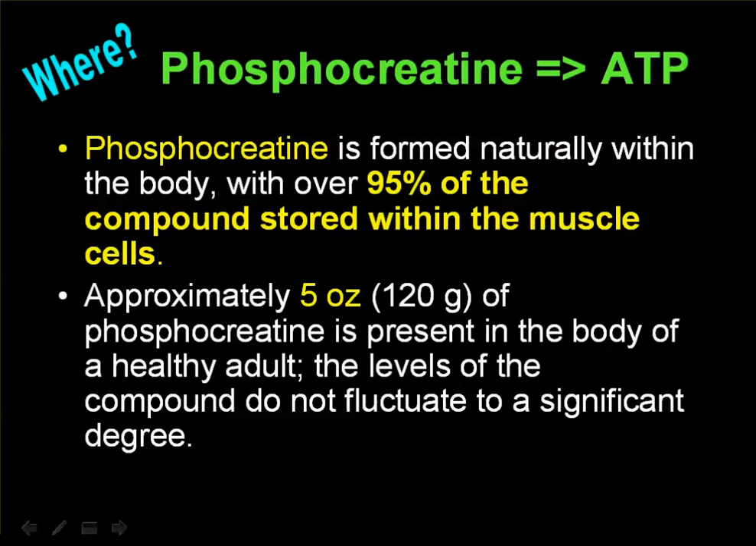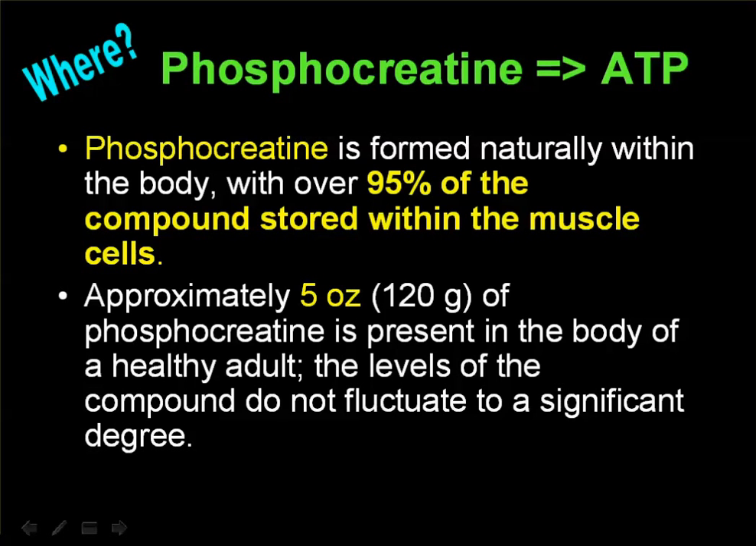Phosphocreatine is formed naturally within the body, and over 95% of that compound is stored within the muscle cells. Now, it states here about 5 ounces of phosphocreatine is present in the body of a healthy adult. And of course, it fluctuates based on your weight, based on your nutritional program, based on your age. So there's a lot of other variables. So these are just figures to work with.